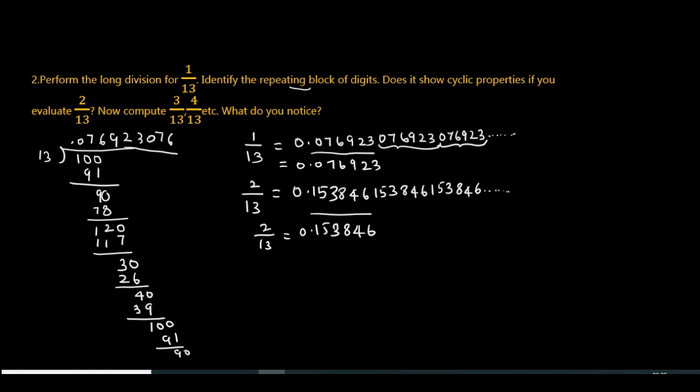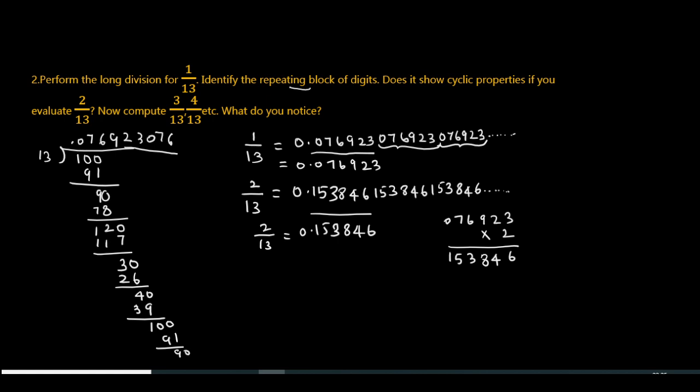Now look at one more difference. Now 1 by 13's repeated block is what? 0, 7, 6, 9, 2, 3. Now I am going to multiply this with 2. So I will be getting 6, 4, 18, 13, 15. So look at this, 1538 is here. So 1 by 13's repeated block multiplied with 2, you will be getting 2 by 13's repeated block.